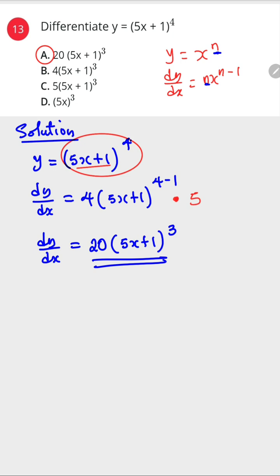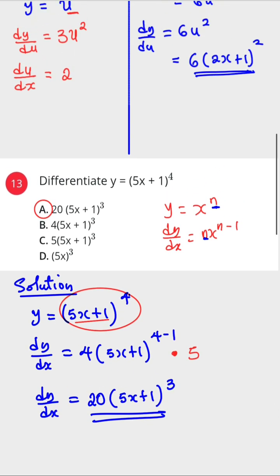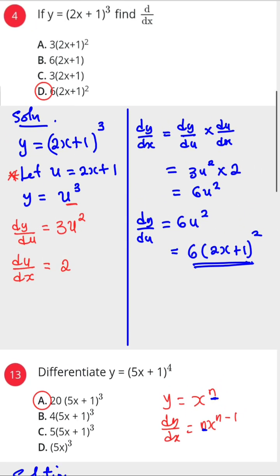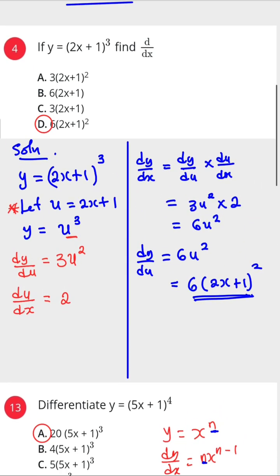Now this method is very nice, especially for those of you that are writing JAM, because they are not going to look at your working, we just want to see the answer. So by the time you do this, you come back and solve this question, the same way I did question 13, and you see how simple it could be.